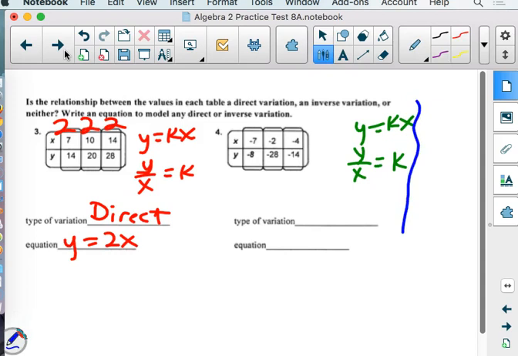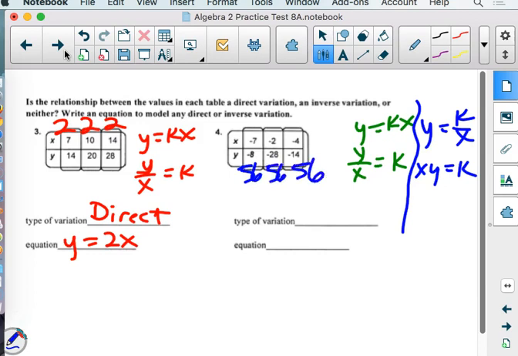So inverse looks like that, but we need to see the x's and y's together. So how do we get that solved for k? Multiply. All right, so now our hope is that when we take negative 7 times negative 8, and negative 2 times negative 28, and negative 4 times negative 14, that we always get the same thing. Do we? What do we get? 56 for every one.